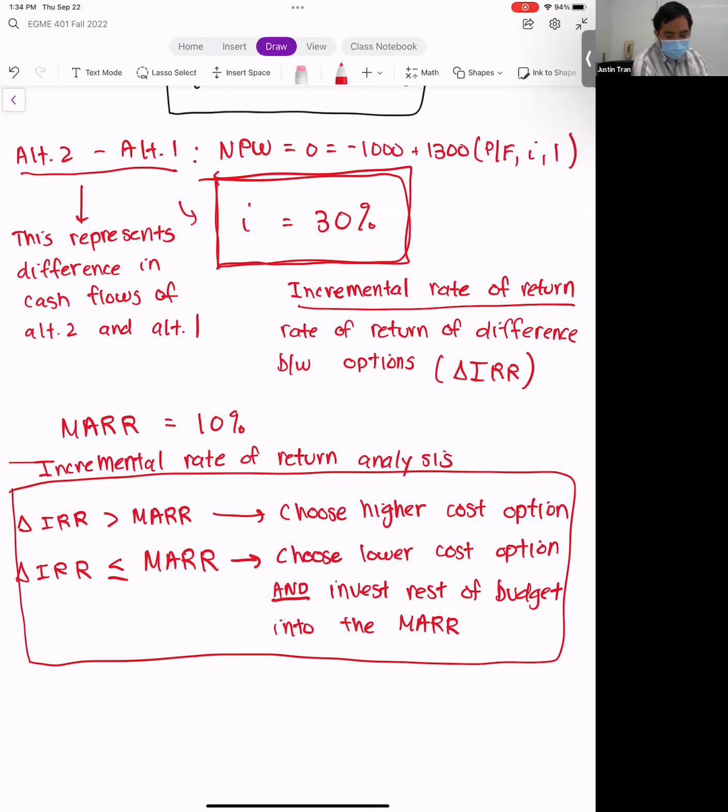And so if you're put in a position where you're going to use rate of return to make a selection, then this is basically how you do it. First, you're going to take the difference between the two options. You're going to take the higher cost option minus the lower cost one, compute the incremental rate of return, IRR, and then compare that to the MARR, and use that to determine what you should do.